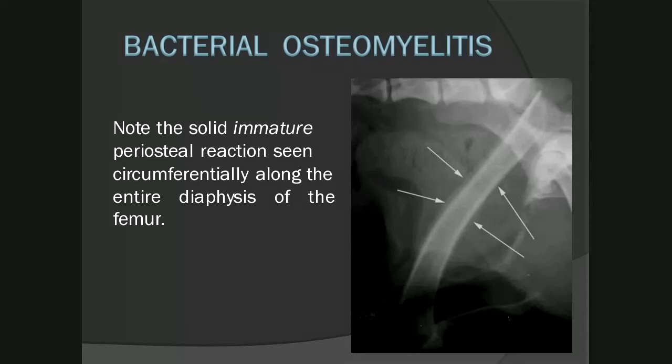Here's another example of a bacterial osteomyelitis. This patient had a fracture. You can see there's the fracture up there. And here is a solid immature periosteal reaction that is circumferentially around the diaphysis of the femur. There also is a little bit of rhino horn callus here already, or due to periosteal stripping.